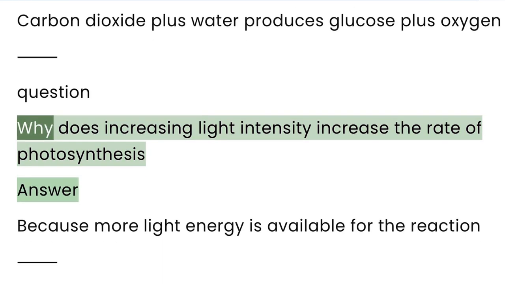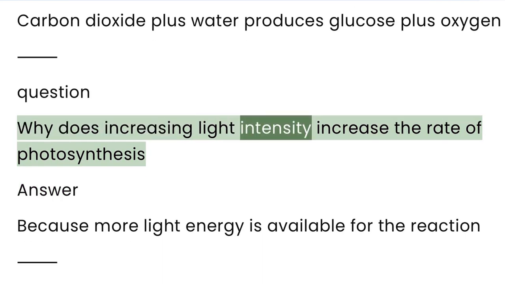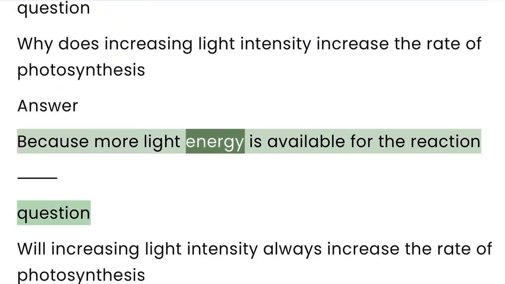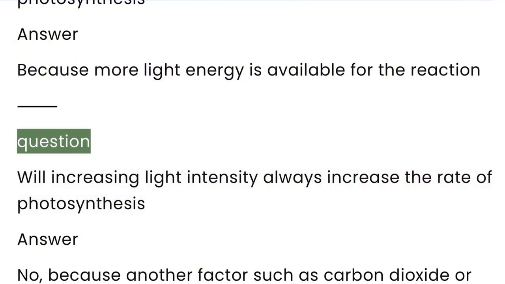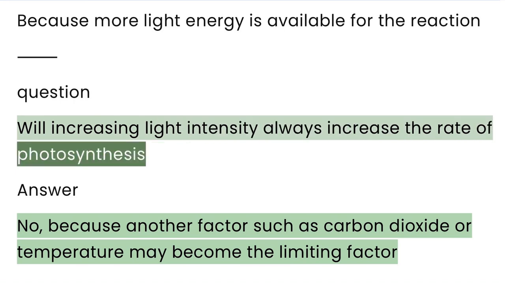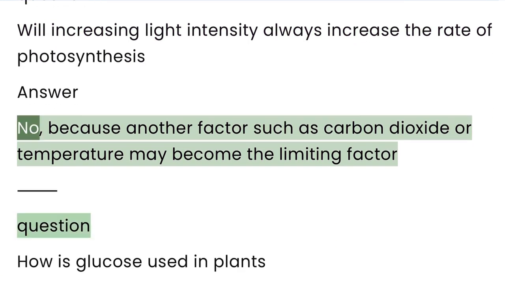Question: why does increasing light intensity increase the rate of photosynthesis? Because more light energy is available for the reaction. Question: will increasing light intensity always increase the rate of photosynthesis? No, because another factor, such as carbon dioxide or temperature, may become the limiting factor.